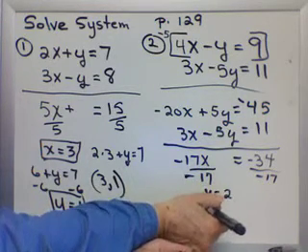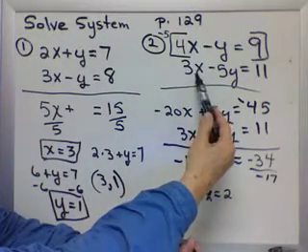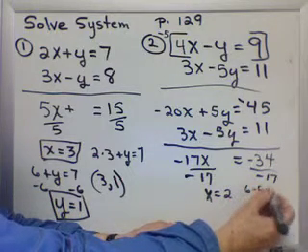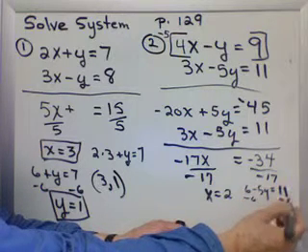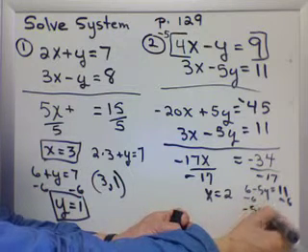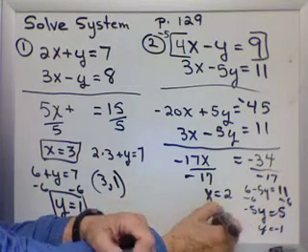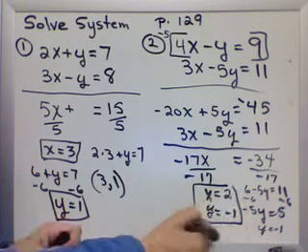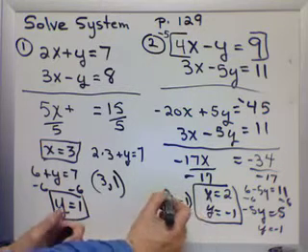Am I done? No. Let's go back here to the beginning. If x is 2, 3 times 2 is 6. So that would make that 6 minus 5y equals 11. Subtract 6, I get 5. So negative 5y equals 5. y equals negative 1. How do I write my answer? Do I leave it like that? No, I get fancy. Put it in an ordered pair. 2, negative 1.